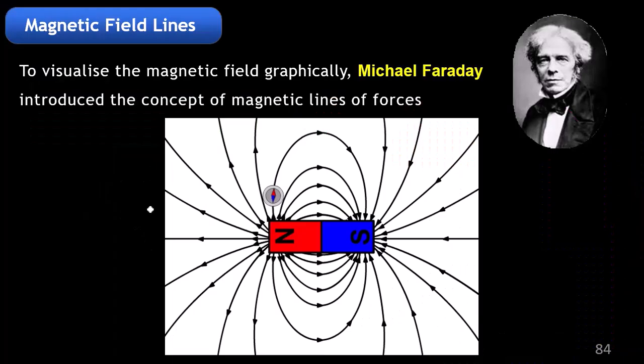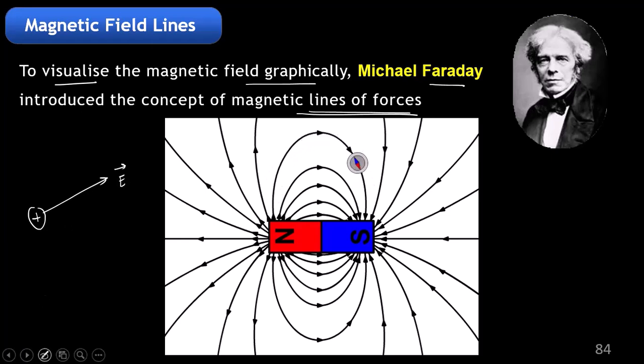First we understand the property of the magnetic field. To visualize the magnetic field line graphically, Faraday introduced the concept of magnetic lines of force. Now here, in case of electrostatics, whatever the electric field lines are, those are the same as the electric lines of force. Why? Because if there is a positive charge, this is the electric field line coming. If I place one charge over here, it will feel the force along the electric field line.